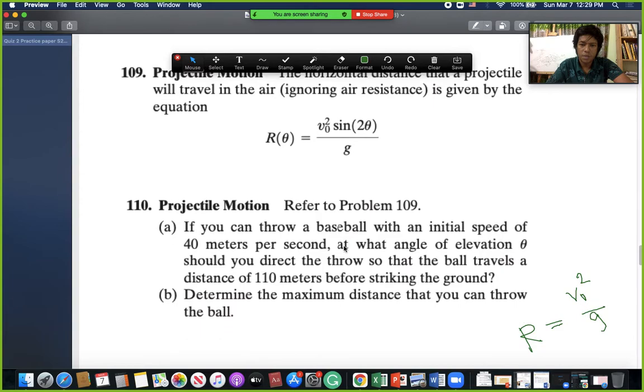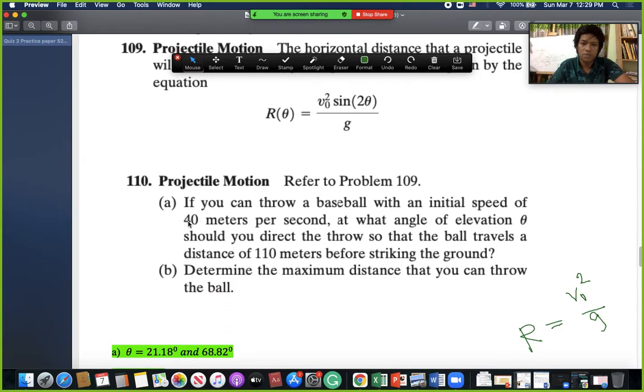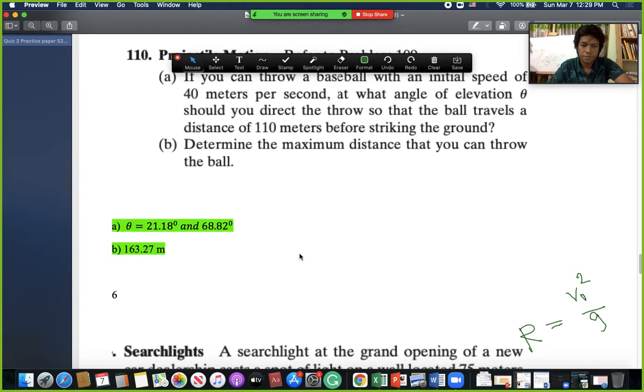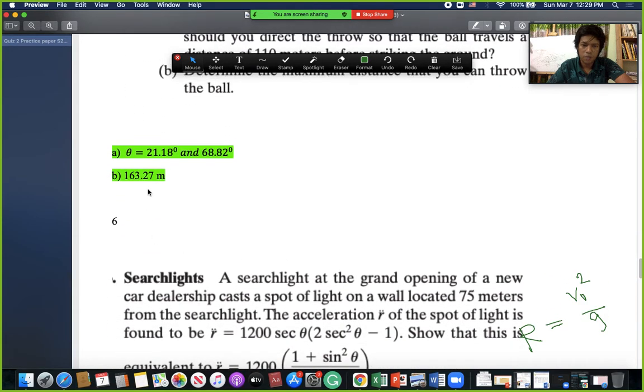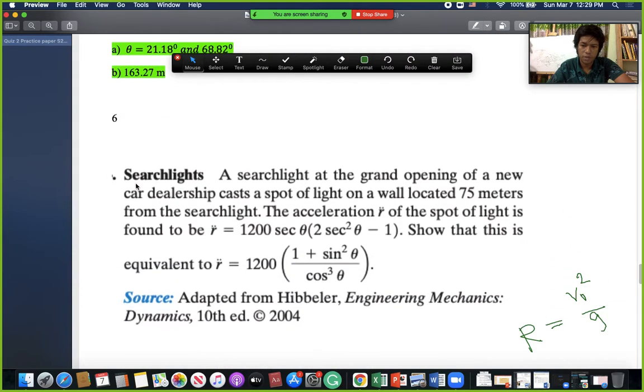Same math here, just the value is different. This is 40 meters per second, which is velocity, and 1 on 10, 110, which is range. Then you do the calculation, you get two different solutions. And for range also same thing goes for the range.